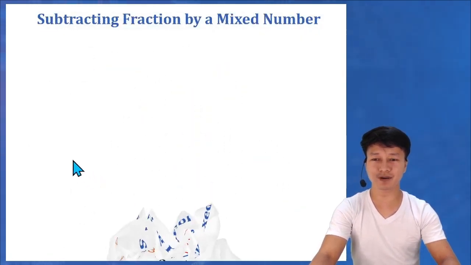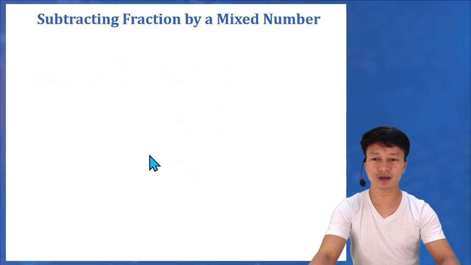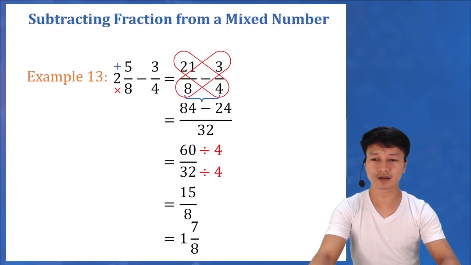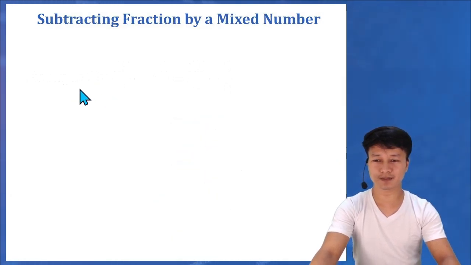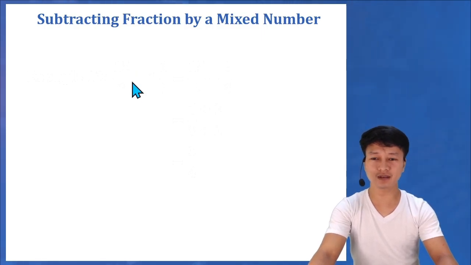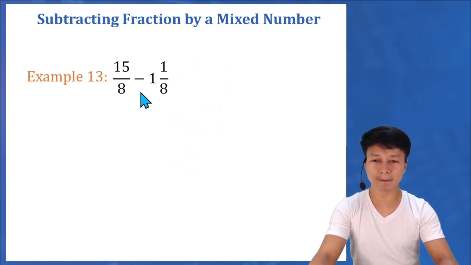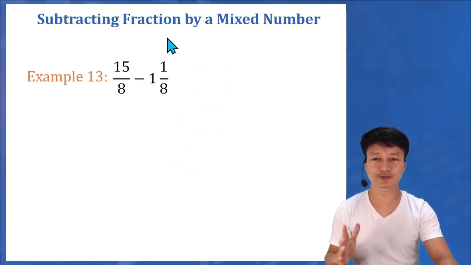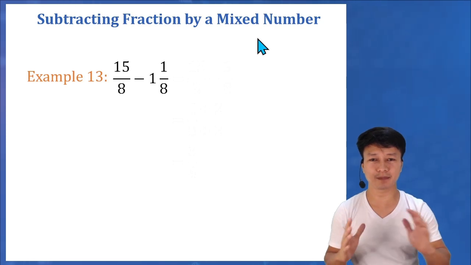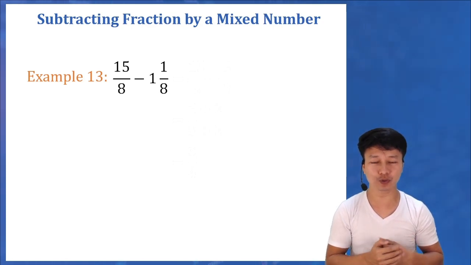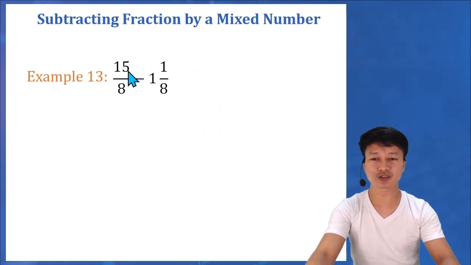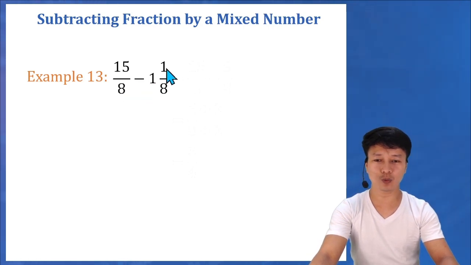Okay, let's take example number, I think I made a mistake in the numbering. It must be example number 14. So we have 15 over 8 minus 1 and 1 over 8. Okay, this time it's the opposite: subtracting a fraction by a mixed number. A fraction will be deducted by a mixed number. So how are we going to do that? Okay, the same process. So we have 15 over 8 minus 1 and 1 over 8.